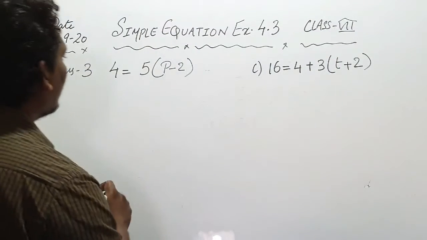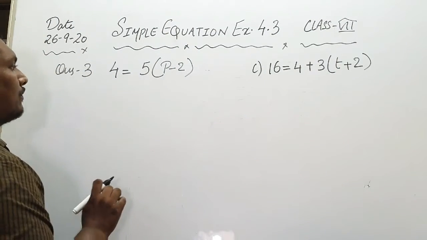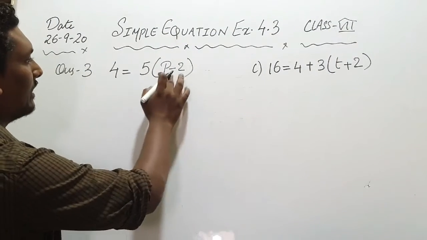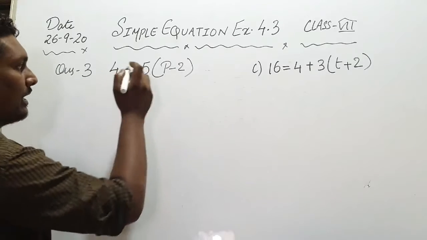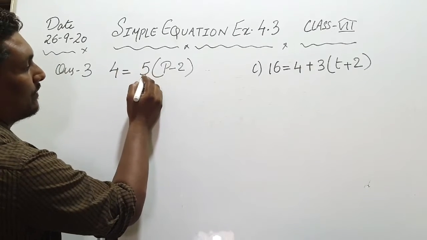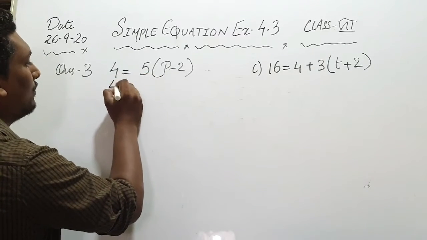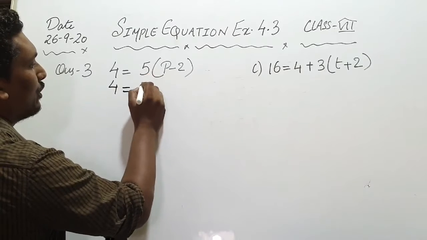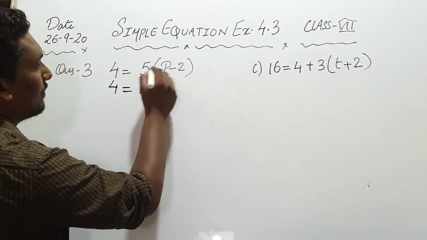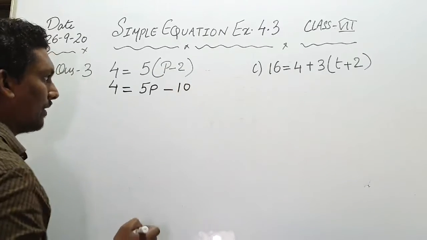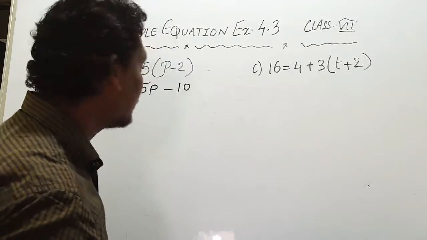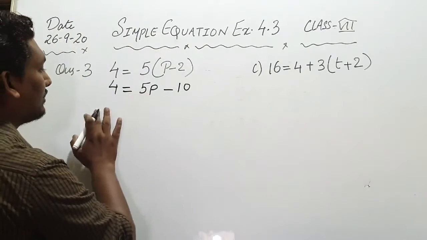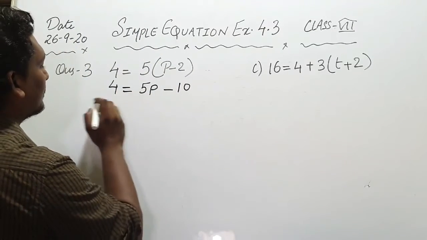So come to the first one. Here 4 is equal to 5(p minus 2). First we are going to multiply, because this 5 is outside the bracket. So 5 into p, 5p, minus 5 into 2, 10, right? Now we are going to transpose this 5p to LHS and this 4 to RHS.